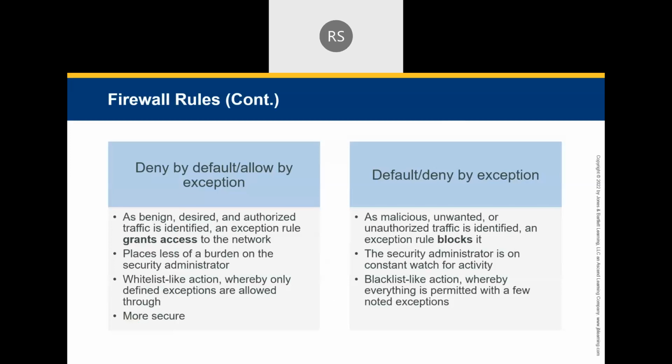This is a more secure approach. On the other hand, default allow, deny by exception assumes that all traffic is allowed by default. As malicious, unwanted, or unauthorized traffic is identified, an exception rule is created to block it. This strategy is like creating a blacklist, where everything is permitted except for those items on the blacklist, those noted exceptions.